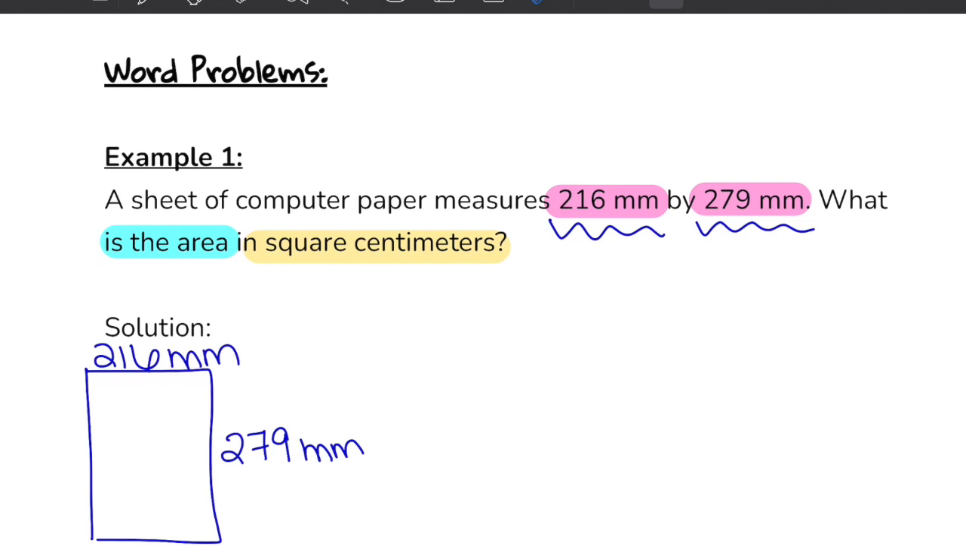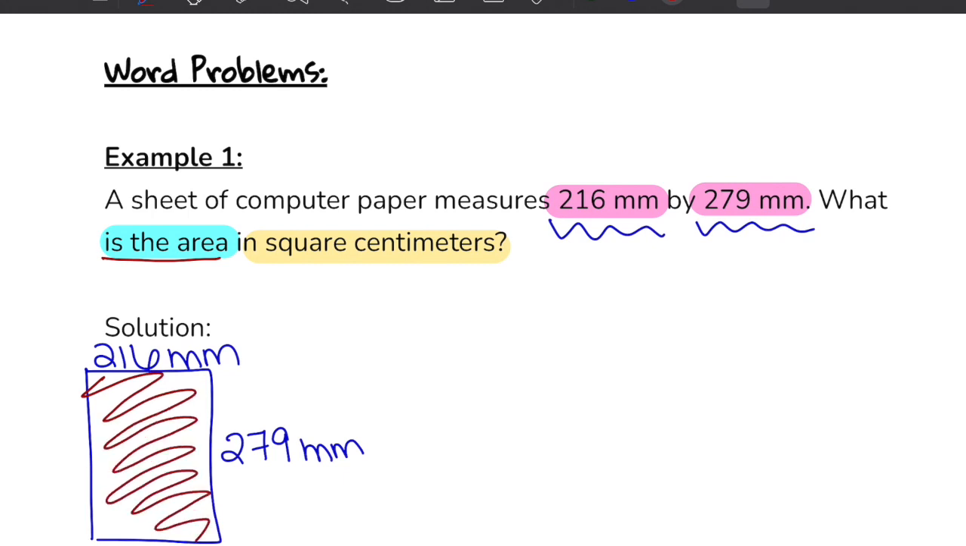We can move on. The question is asking us to calculate the area of the sheet of paper. So we're looking at the space inside, right? Now, if we calculate the space inside, it'll be some number, but the units will be in square millimeters. Why is that? That's because this is in millimeters and this is in millimeters. So the answer will be in square millimeters. But the question is saying they want the answer in square centimeters. So that means we'll have an extra step after we find the area.